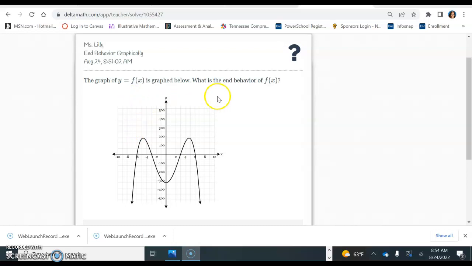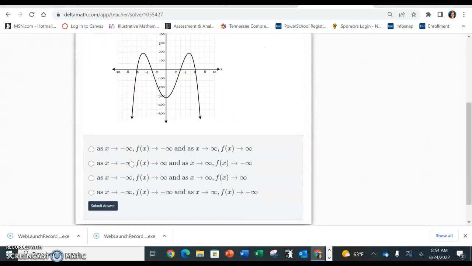So how do we determine end behavior? It comes from our x-axis and our y-axis. So we have two directions. If you go from 0 to the right, these are your positive x's. When you go to the left from 0, these are your negative x's. So we always start with our x, okay? So we say as x goes left, that's going towards negative infinity.